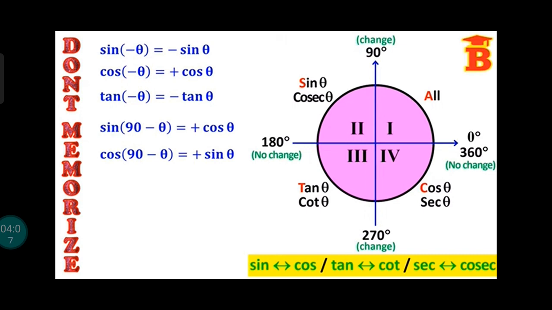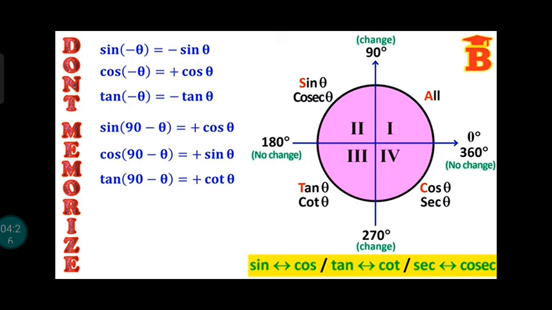Cos 90 minus theta equal to first quadrant positive. Cos changed as sin. So sin theta. Tan 90 minus theta equal to first quadrant positive. Tan changed as cot. So we get cot theta.